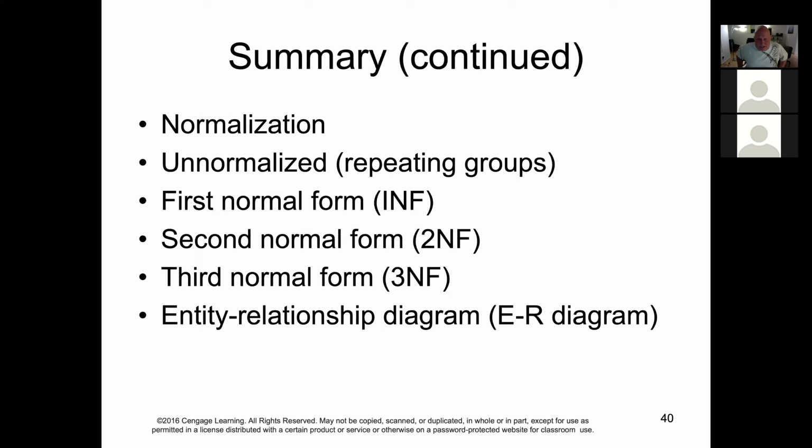We also looked at normalization. We looked at unnormalized repeating groups. We looked at first normal form, second normal form, and as Chris pointed out, second normal form is where you have identified a primary key. Third normal form, which is 3NF, is also called BCNF, but we just call it 3NF. And then we looked at entity relationship diagrams, the ER diagram. Basically that's a flow chart of your database design.